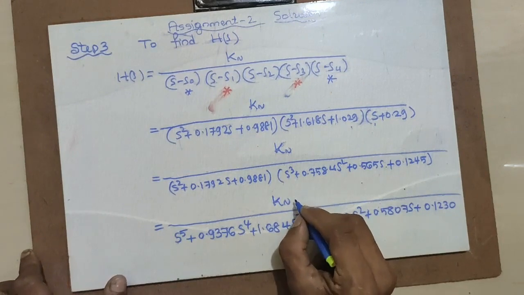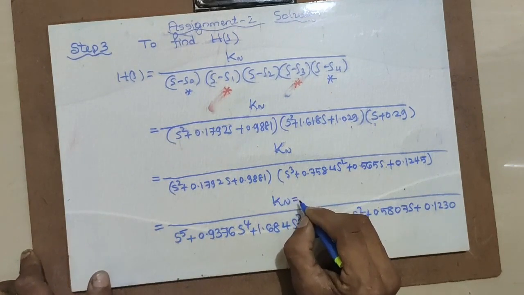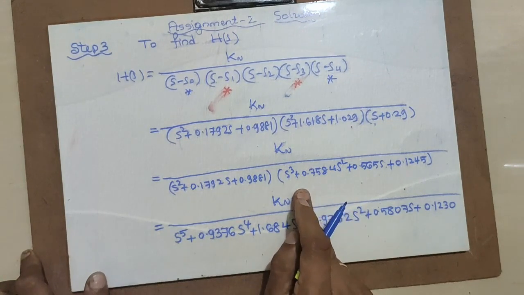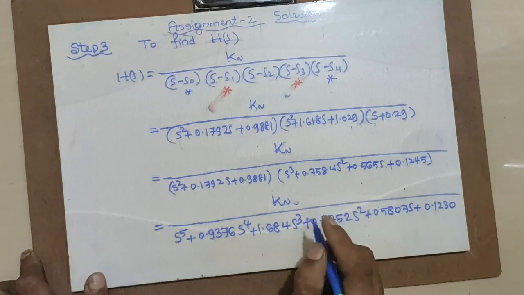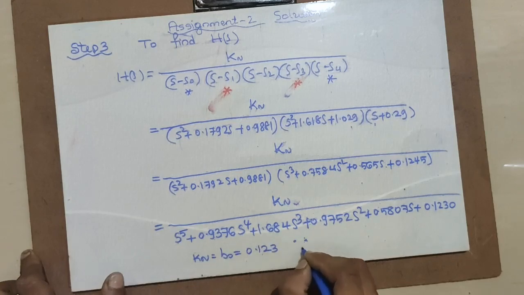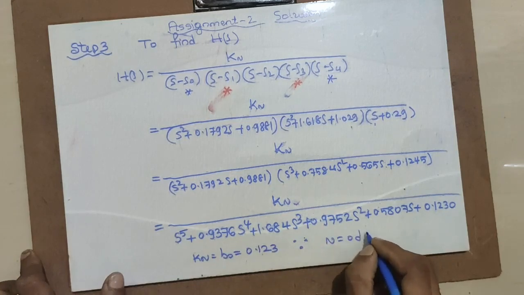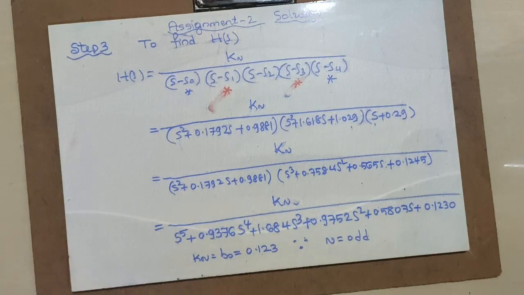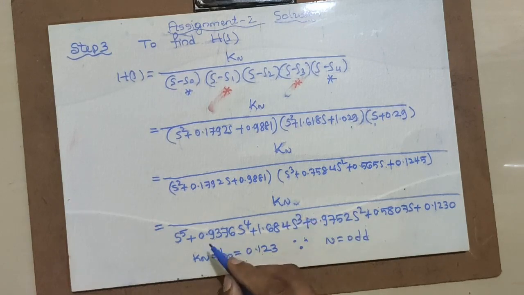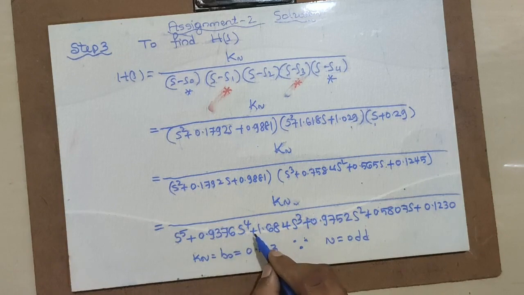What is the Kn value? Because n is odd, this step is also known to you. Kn value is 0.123, isn't it? Hence at the last step you can substitute Kn. Kn is equal to b naught, which is equal to 0.123 since n is odd. Hence at this step I got the answer, which is 0.123 divided by s raised to 5 plus 0.9376 s raised to 4 plus 1.6484, like this.